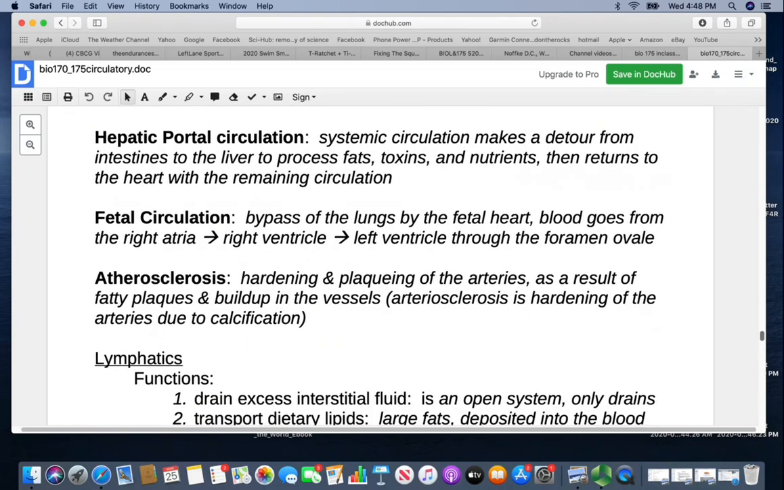Atherosclerosis is hardening and plaquing of the arteries. This is the result of fatty plaque and buildup in the vessels. Arteriosclerosis is due to calcification. That's usually secondary to something else going on in the body.